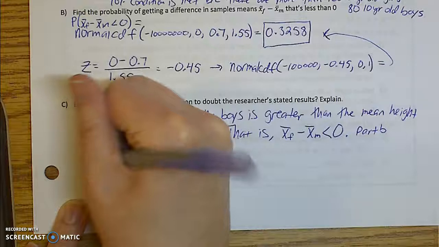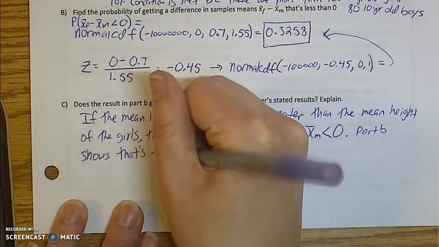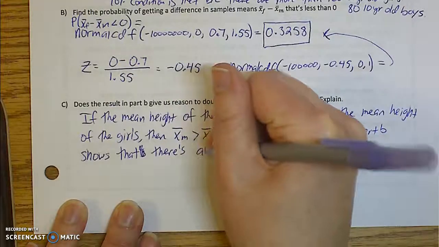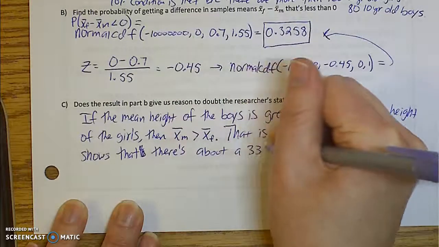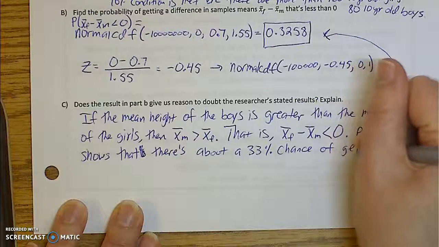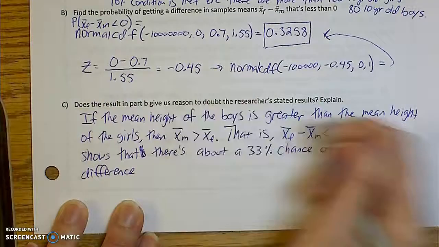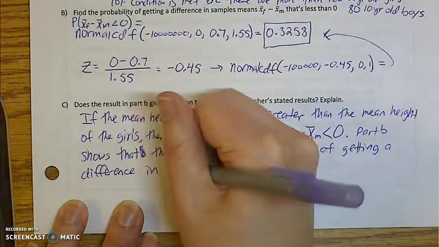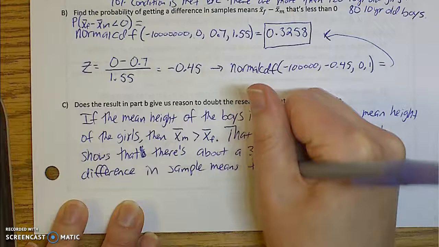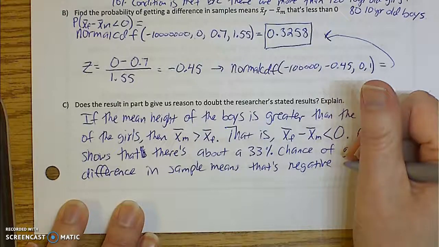Part B shows that there's about a 33% chance of getting a difference in sample means that's negative, just due to sampling variability.